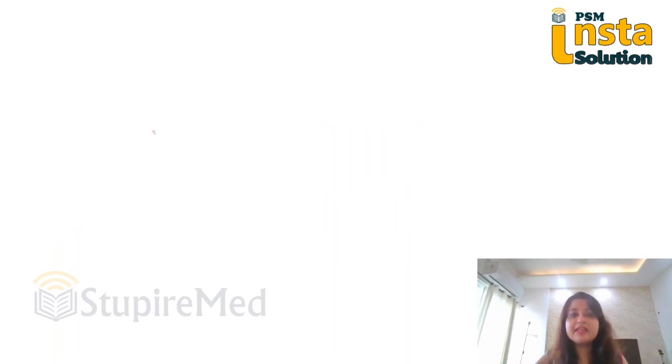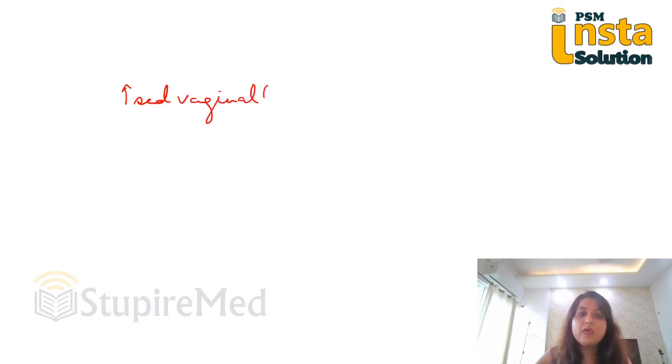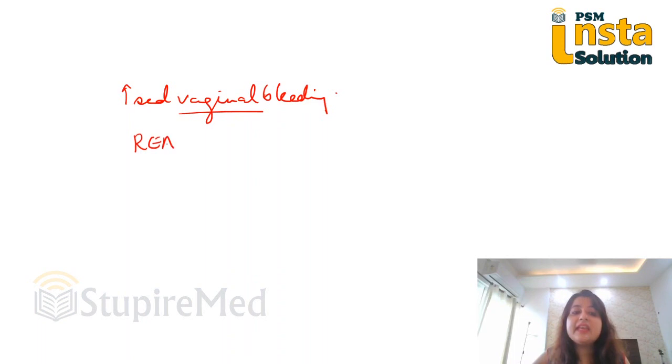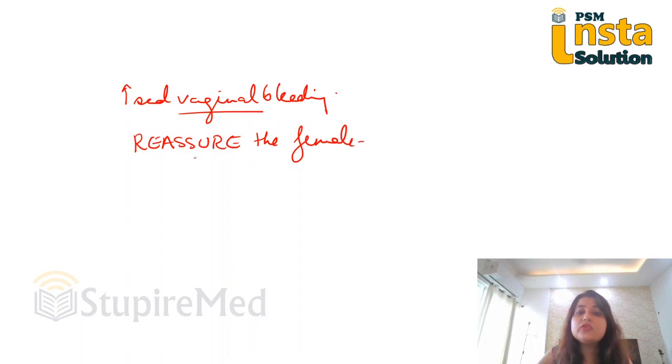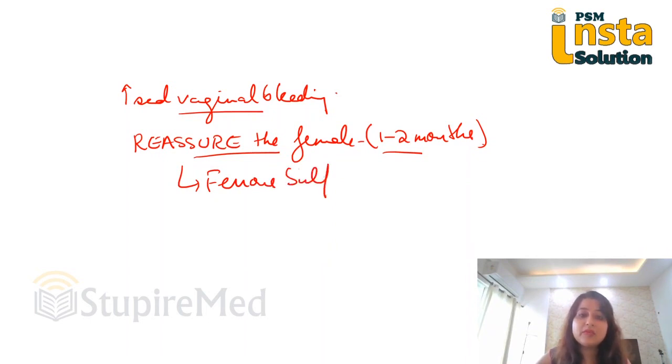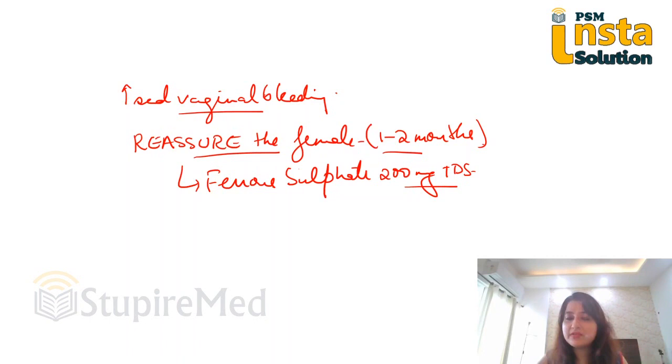Let us try to understand this. It is basically increased vaginal bleeding. It's mostly physiological. So all that you have to do is reassure the lady that it's going to subside. It usually subsides within 1 to 2 months. If required, you can also put the lady on ferrous sulfate 200 milligram TDS. But ideally it should subside within 1 to 2 months.